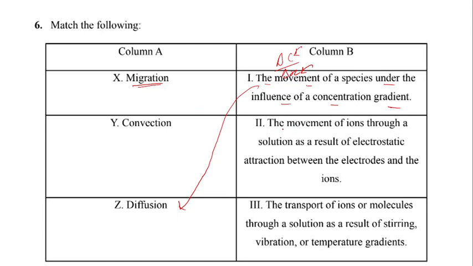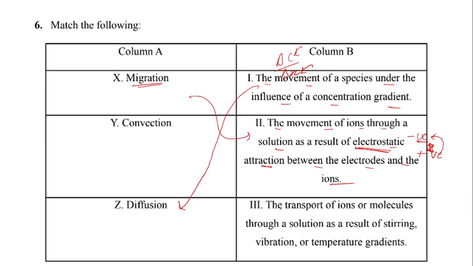Then second, the movement of ions through a solution as a result of electrostatic attraction. Your electrode was negative and your ion was positively charged, so they are attracting. Ions are very small, so obviously they will move toward the electrode. So the movement of ions through a solution as a result of electrostatic attraction between the electrode and the ions is due to migration.